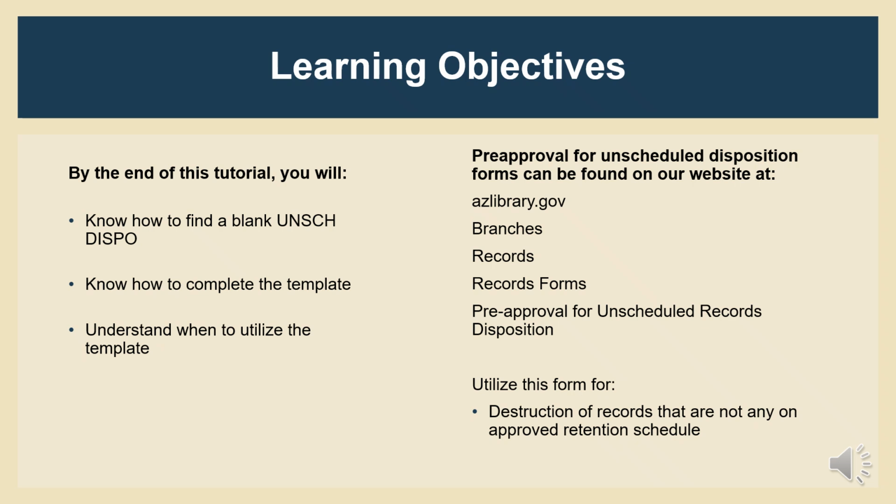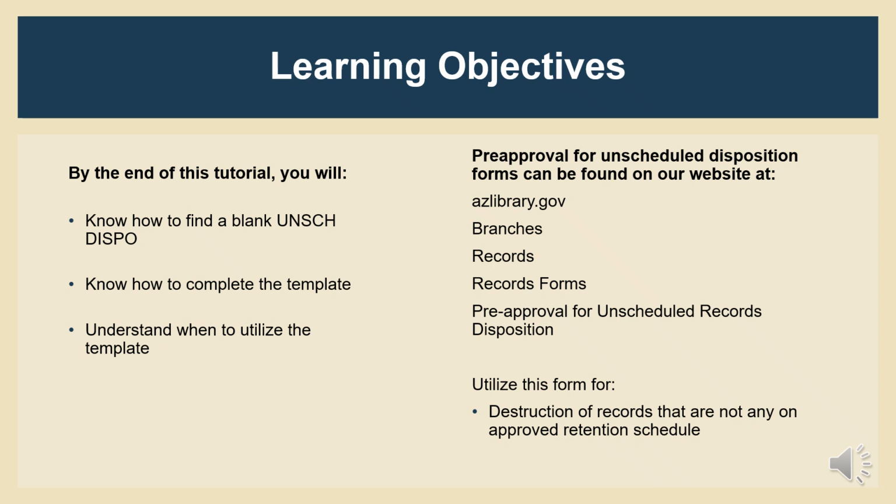By the end of this tutorial, you will know how to find the form that is commonly called the unscheduled dispo form, but formally called the pre-approval for unscheduled records disposition form. You will know how to complete this form, and then you will understand when to utilize it.